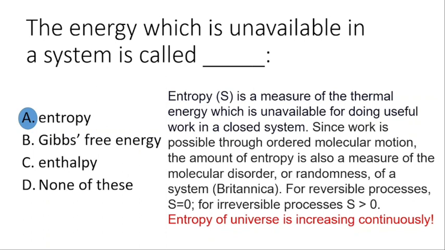Entropy is a measure of the thermal energy which is unavailable for doing useful work in a closed system. Work actually comes from the ordered motion of molecules, so the amount of entropy is also a measure of the molecular disorder or randomness. For a reversible process, entropy change would be 0, while for irreversible processes it will be greater than 0 with a positive value. It may not be negative. One interesting information, entropy of universe is increasing continuously.